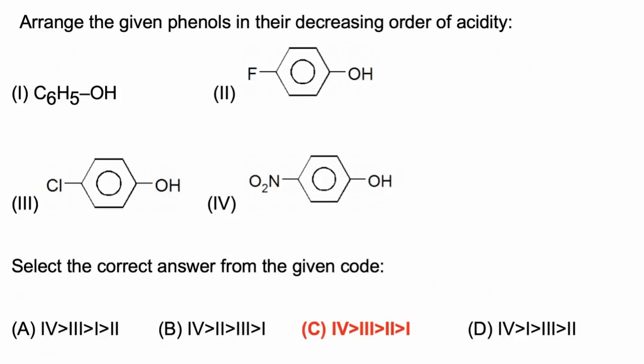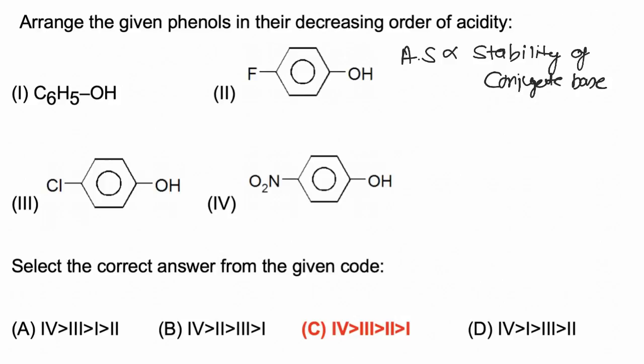In this question, we have to arrange the following phenols in decreasing order of acidic strength. Acidic strength depends on the stability of the conjugate base, in this case the stability of the phenoxide ion. If the conjugate base is stable, then acidic strength will be high.